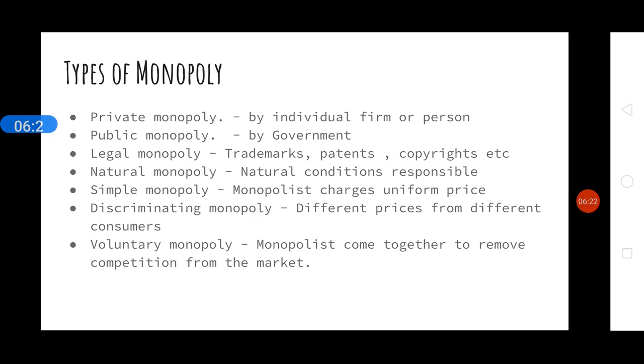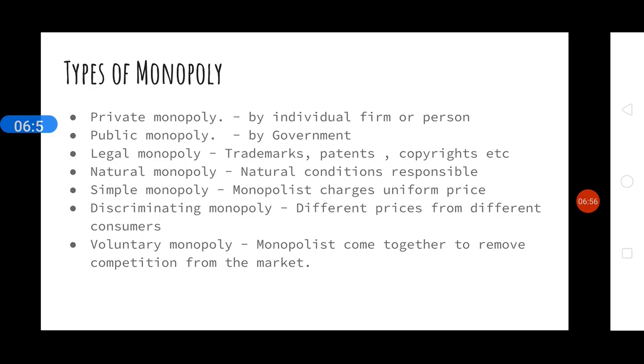Next comes natural monopoly. Sometimes monopoly is created by nature itself. It emerges due to the availability of natural resources. A particular type of natural resource is available, therefore that region enjoys monopoly in the product which requires that natural resource. Natural advantages such as good location and good geographical conditions confirm natural monopoly. The best example is tea from Assam.